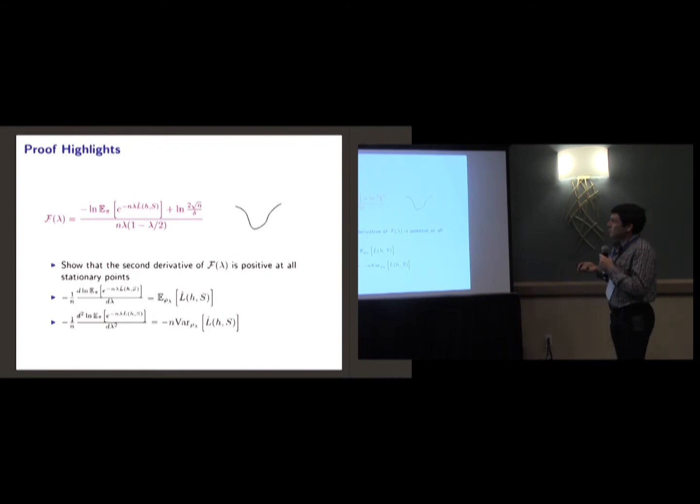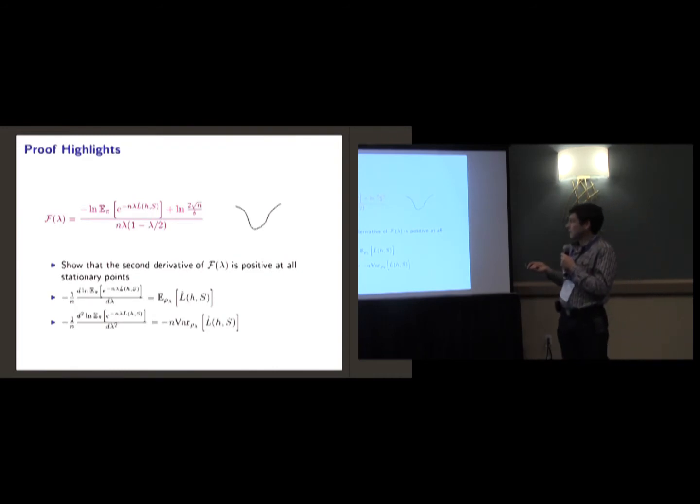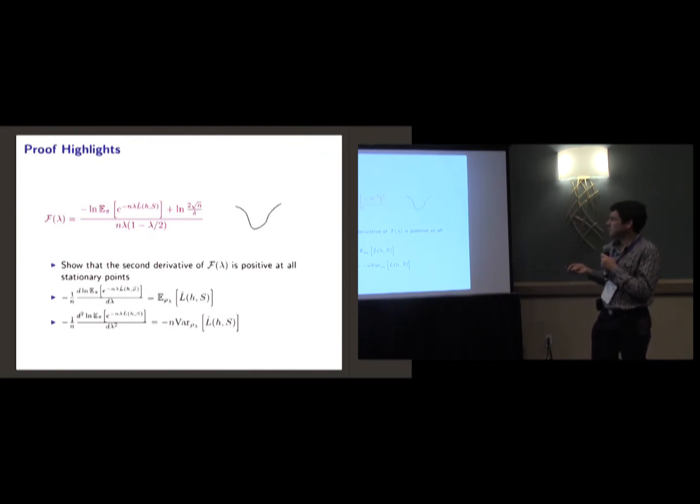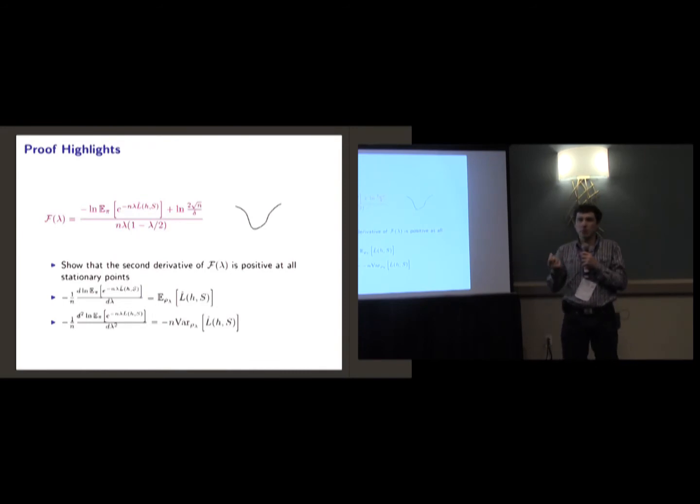So a highlight of how we prove this. This is the function f of lambda, and we show that the second derivative of f of lambda is positive at all stationary points, which means that any stationary point must be a minimum, and since it's a one-dimensional continuous function, it can have only one minimum in this case.